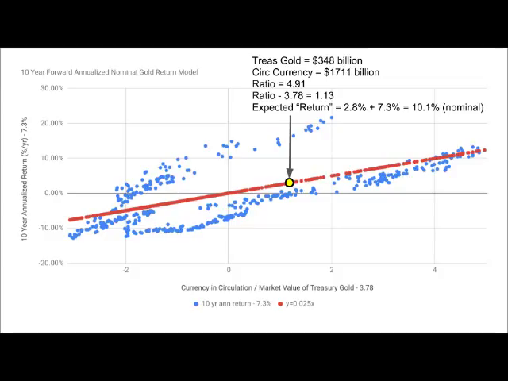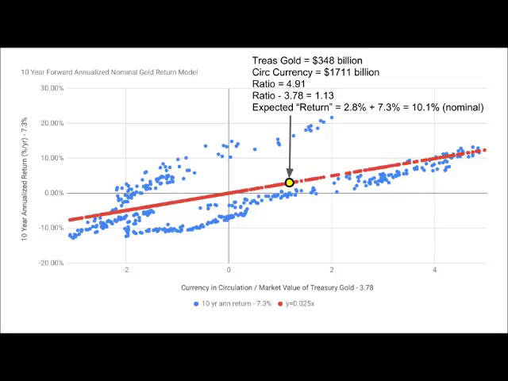Going forward, this would suggest that gold should have a slight upward bias in price increase relative to the currency supply. It should increase in price by about 2.8% more per year than the 7.3% rate of increase in the currency supply, or about 10.1% per year. As I always warn though, this is not a prediction of what will happen this year or next. This is a decade-long price prediction.